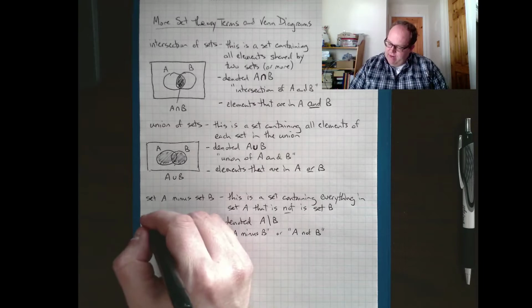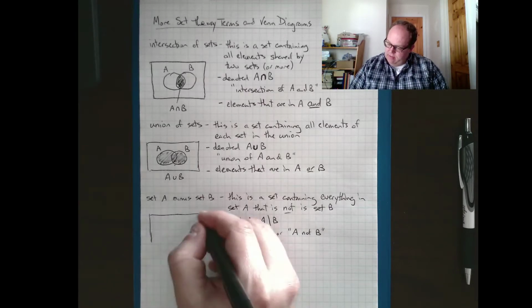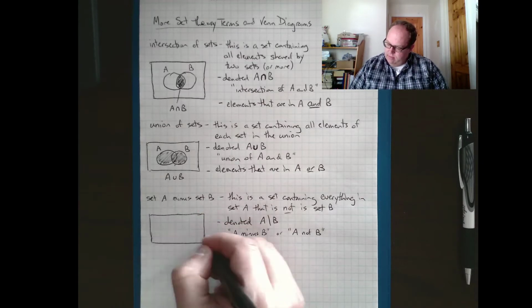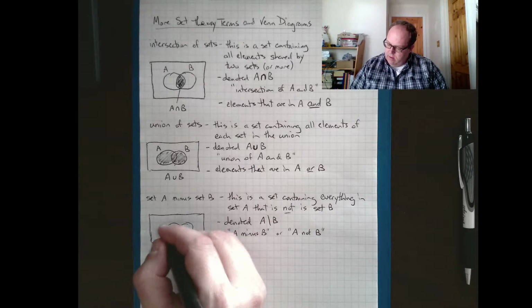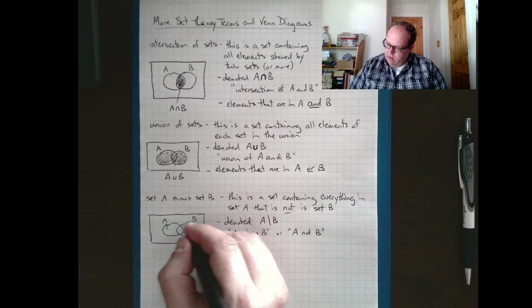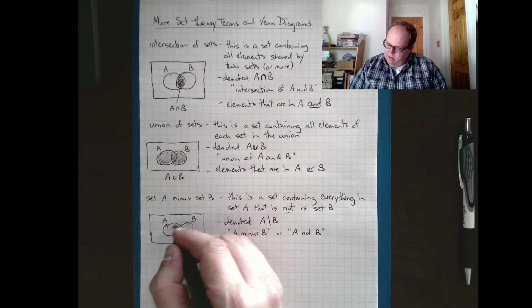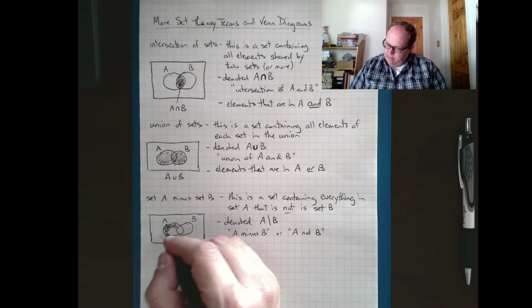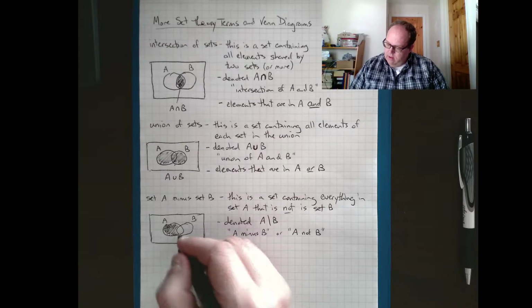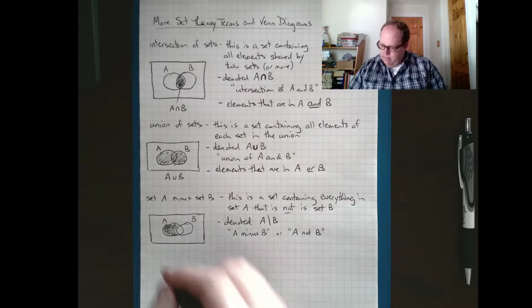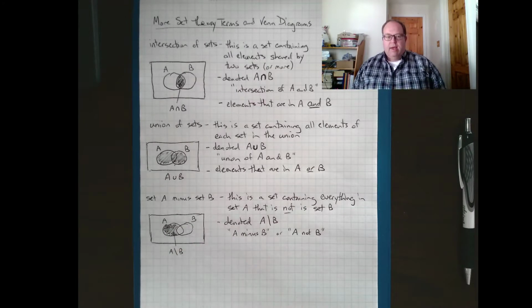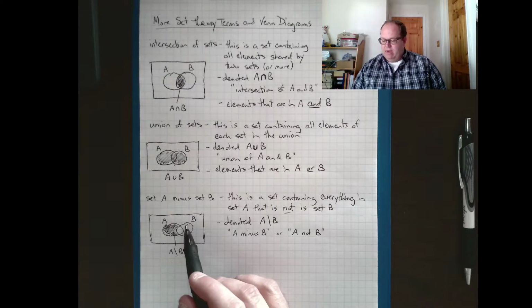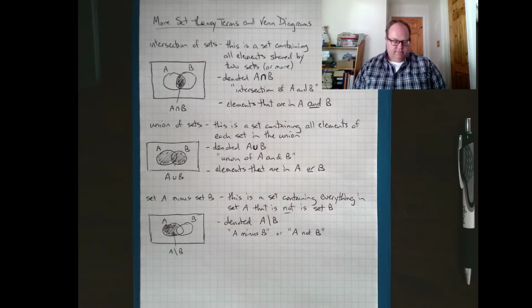And in a Venn diagram, you'd show A minus B. A minus B would be this area in a Venn diagram. And obviously the order of this statement matters. If I had B not A, then I'd have shaded in my spot over here.